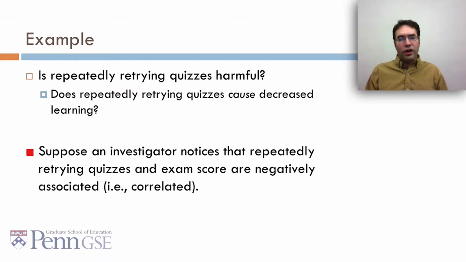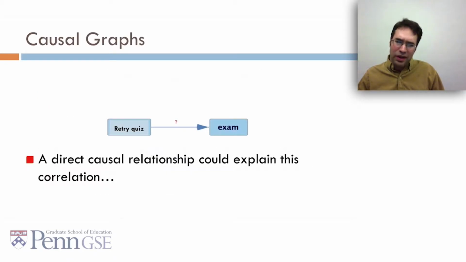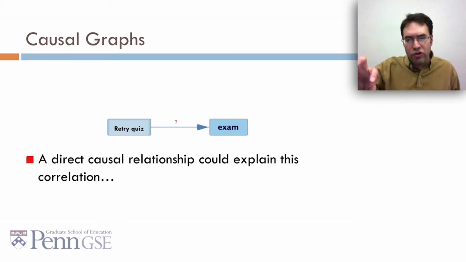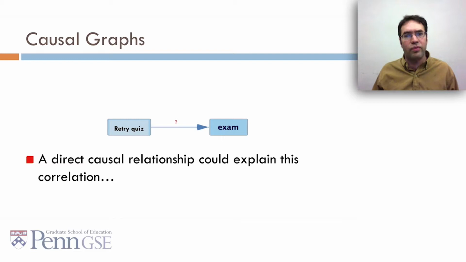Suppose that an investigator notices that repeatedly retrying quizzes and the final exam score are negatively associated, in other words, correlated. So the students who retry quizzes a lot get worse scores in the exam. Can we simply conclude that repeatedly retrying quizzes is bad for you and we should turn it to only have one opportunity? Maybe. Because a direct causal relationship could explain this correlation. Retrying quizzes causes a lower exam score.